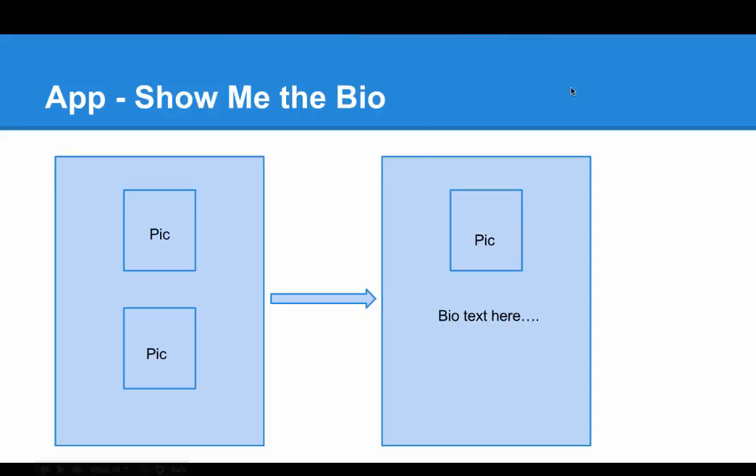Welcome back. In this video, we're going to create an app called Show Me the Bio. This app will have two pictures, namely pictures of Mozart and Bach, depending on where you're watching these videos from. When you click on a picture, it will take you to a details page or screen that has that picture and a little bit of text at the bottom. That's it. Alright, let's go ahead and start building it.